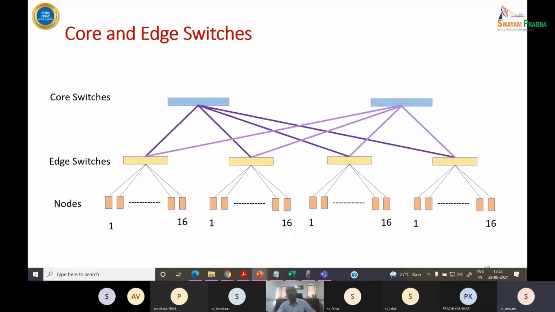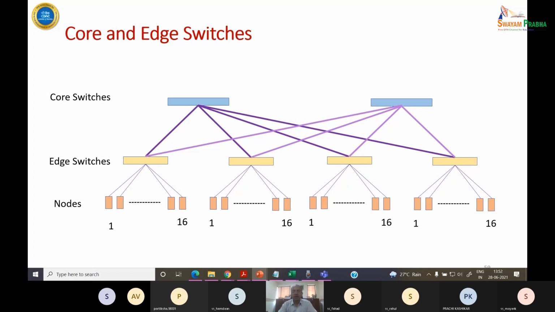So here, this particular configuration can allow you to connect up to 16 into 4, that is 64 of them, right? If you have more than this, then the number of switches, edge switches as well as core switches, will have to increase. So this configuration shows that a maximum of 16 into 4, these many, can be put in. Okay, so that is what it means.